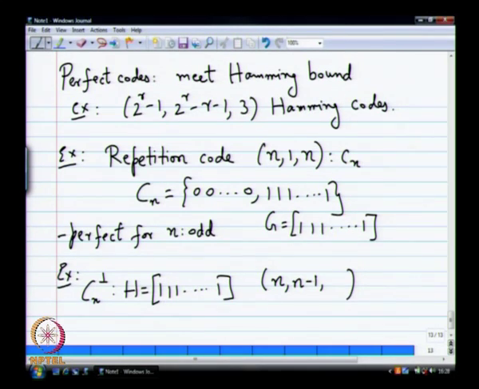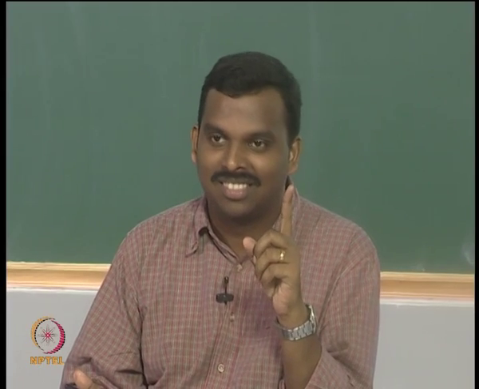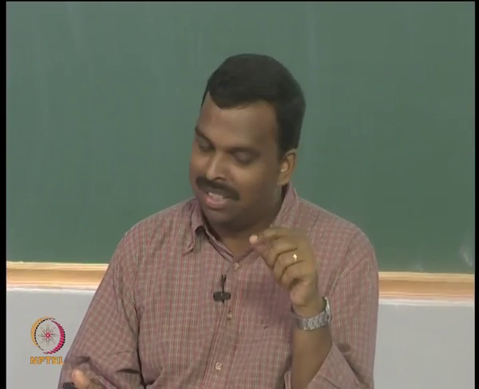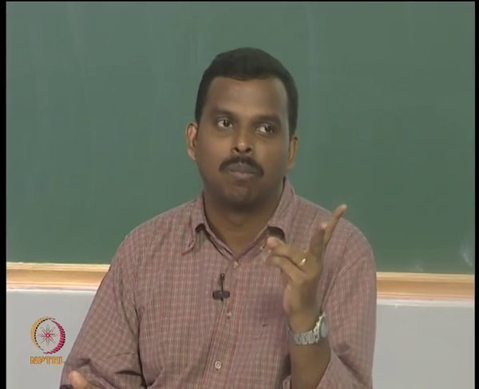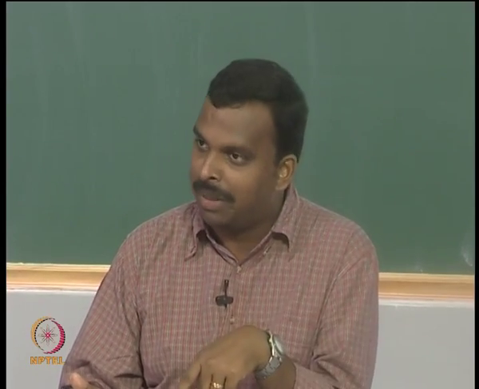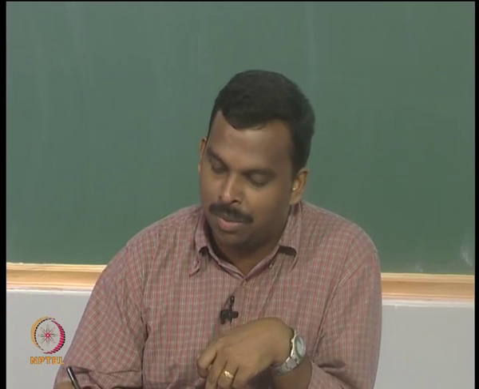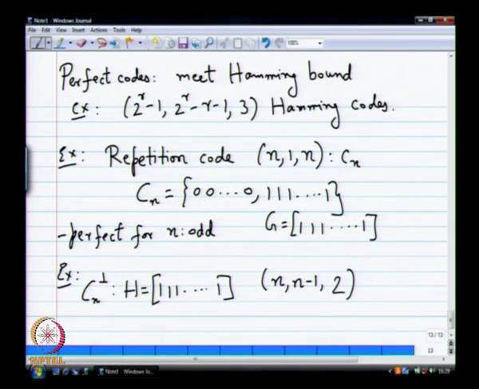You are not using the definition carefully. When will you have minimum distance 1? If there is an all 0 column. Is there an all 0 column here? No. When will you have minimum distance 2? If you have a repetition. Do you have a repetition here? Yes. So clearly minimum distance will be 2. This is Cn perp.